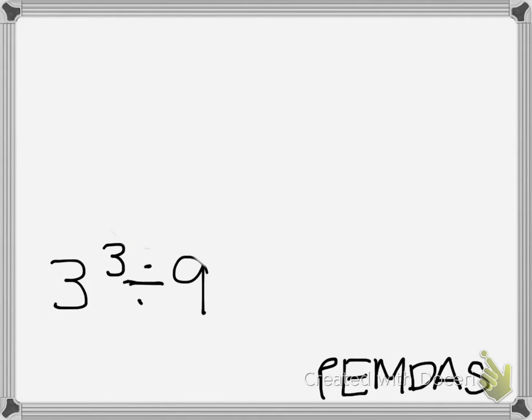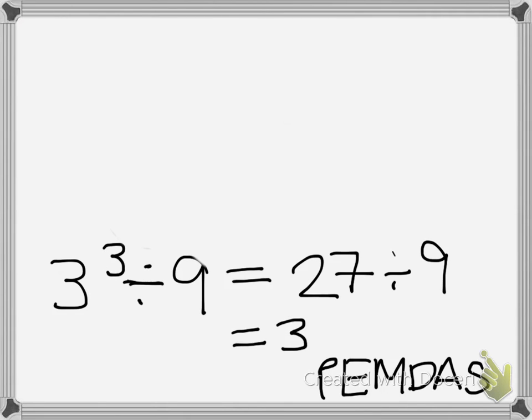Now moving on to the second example, 3 cubed divided by 9. Again, I would follow order of operations, so parentheses, there are no parentheses, so exponents, there is an exponent, 3 cubed. 3 cubed would be 27, so that's going to be first. Then division is the only one left, so I'm going to divide next. And I get my answer of 3.